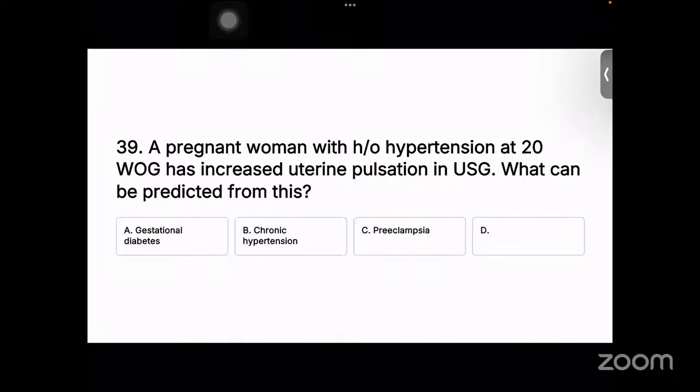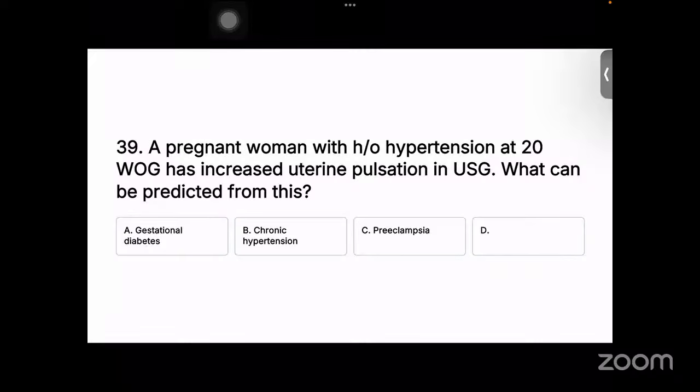Okay, next, a pregnant woman with a history of hypertension at 20 weeks of gestation has an increased uterine pulsation in the USG. Okay, very good. So at 20 weeks of gestation, what are the possible things we can see in this patient? We see gestational diabetes, we see chronic hypertension, and we see preeclampsia. All three things you can see in a 20-week gestation patient.